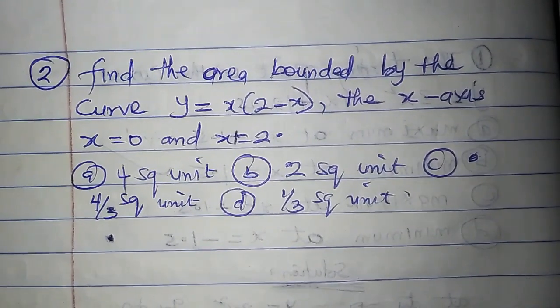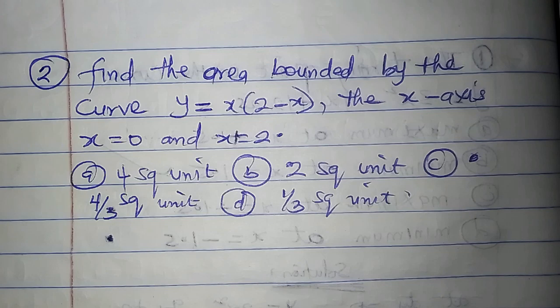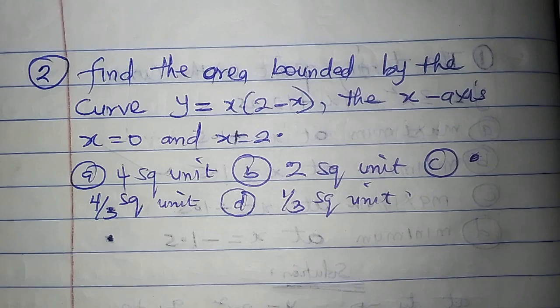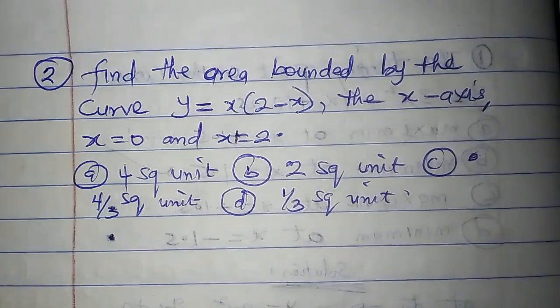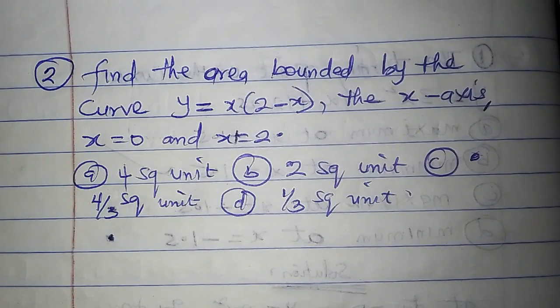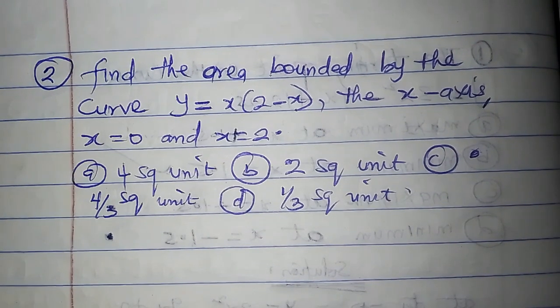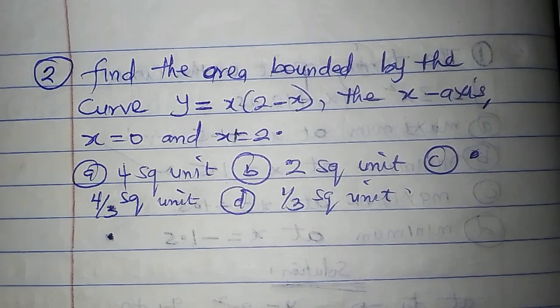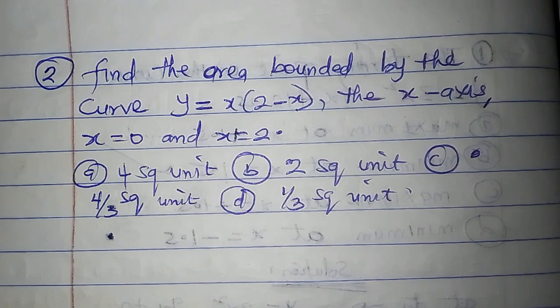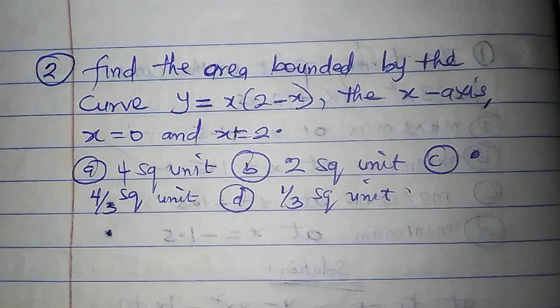Question 2 says, find the area bounded by the curve y equal to x, in bracket 2 minus x, the x-axis, x equal to 0 and x equal to 2. And the options are given. So where is this question coming from? This question is coming from the application of integration, area bounded by a curve.